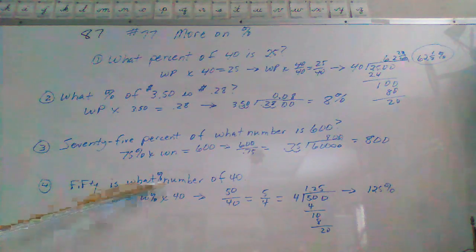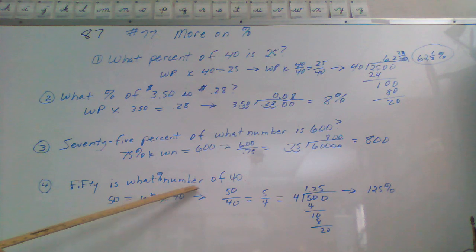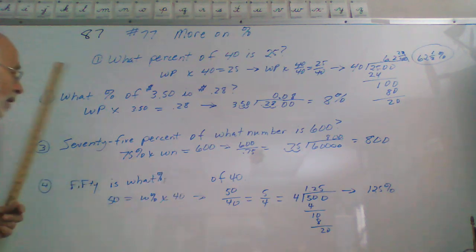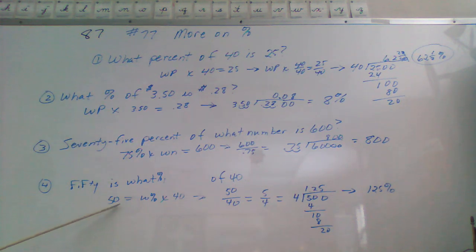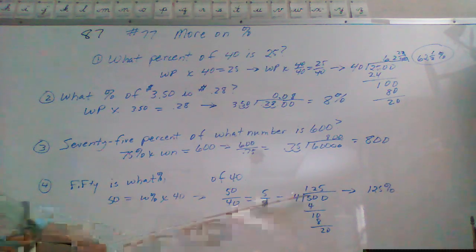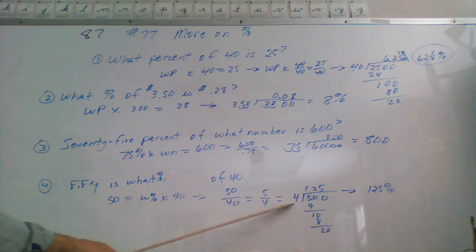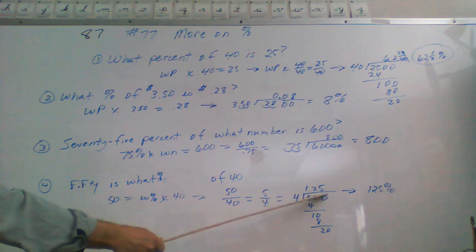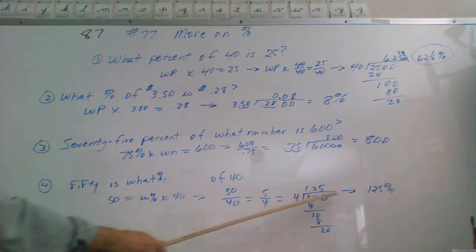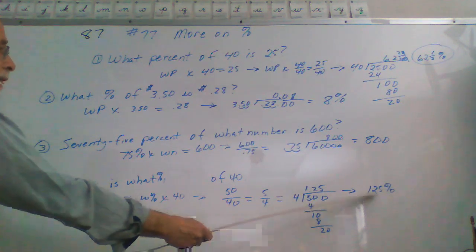My last example: 50 is what percent of 40? So I've got 50 equals what percent times 40. I'm going to bring this over and divide it into 50. 50 over 40, which is 5/4. 5.00 divided by 4 is 1.25. Remember that percentage is over 100%, so my answer was 125%.